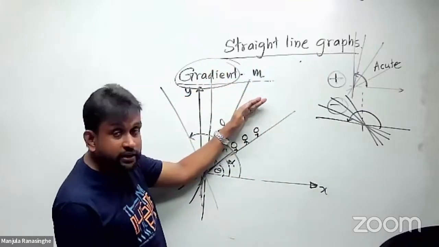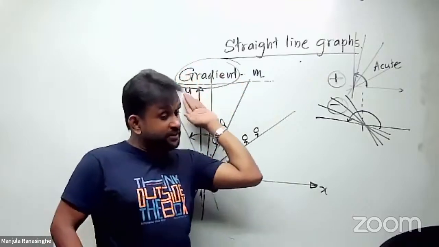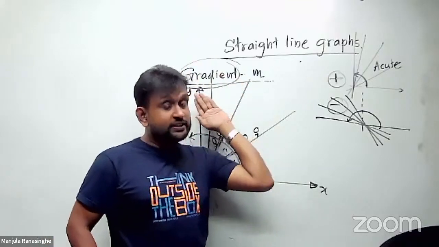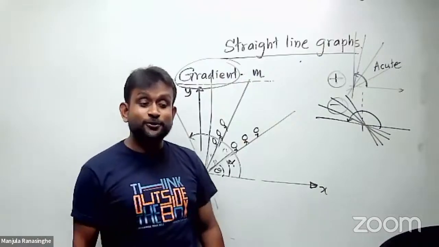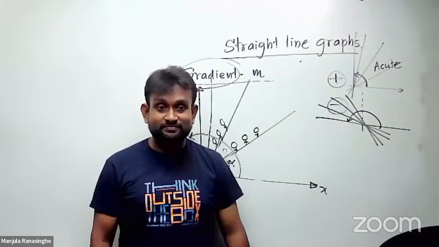This type of graph, then the gradient shall be positive. But if the graph is in this manner, then you see that the gradient must be negative. So your calculation should show a negative sign.